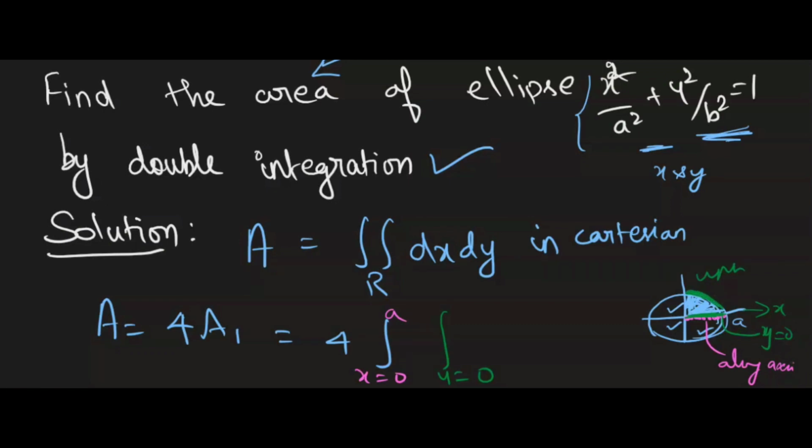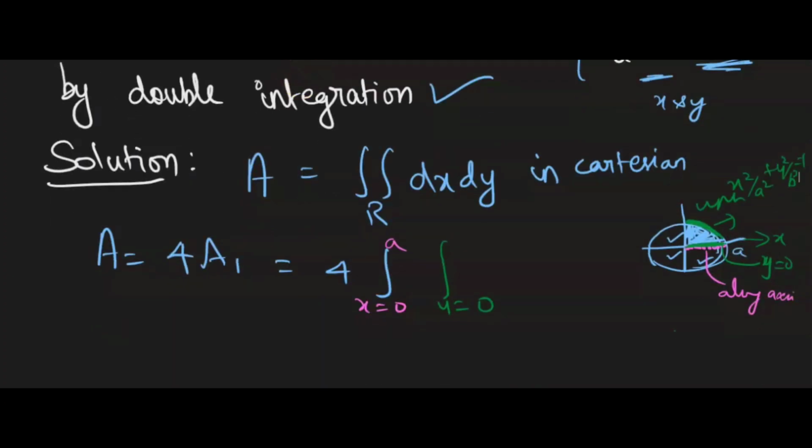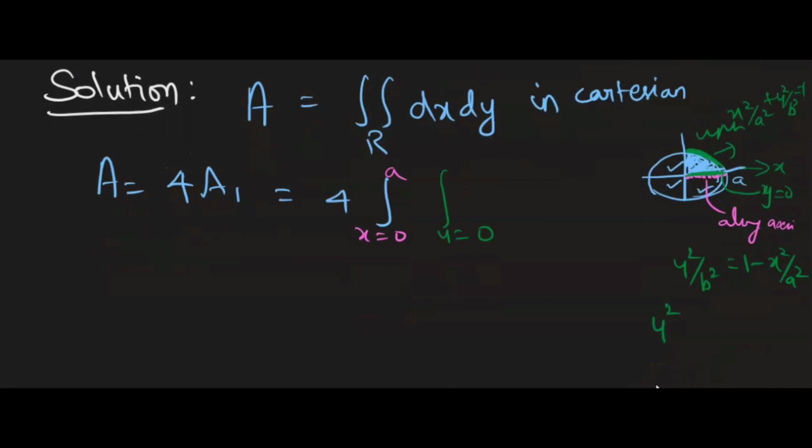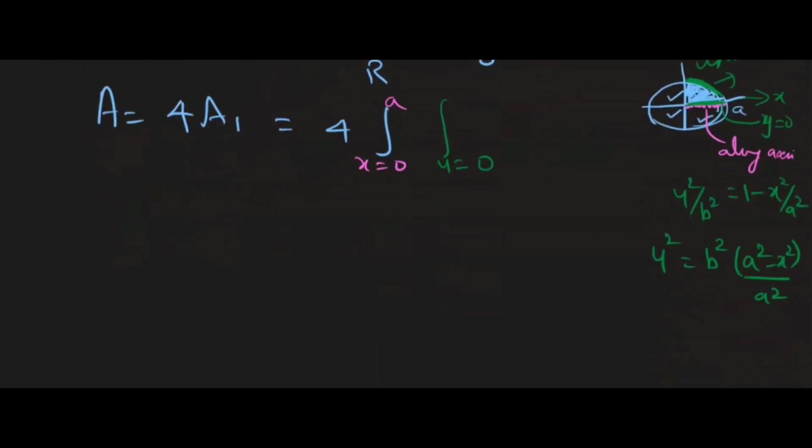This is the upper region. So what is the equation? This is the equation of the ellipse: x square by a square plus y square by b square is equal to 1. From this I have to find what is y. How will I find y? So y square by b square is equal to 1 minus x square by a square. Again you take LCM: y square is equal to b square into a square minus x square by a square. I want y, so y is equal to b by a into root of a square minus x square.